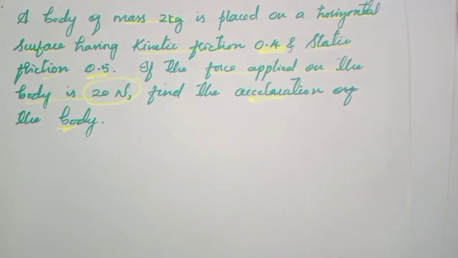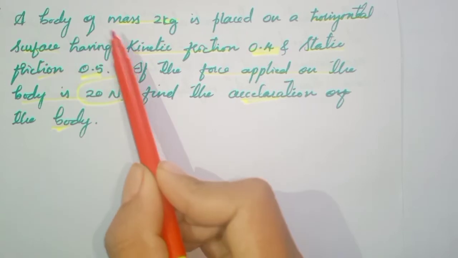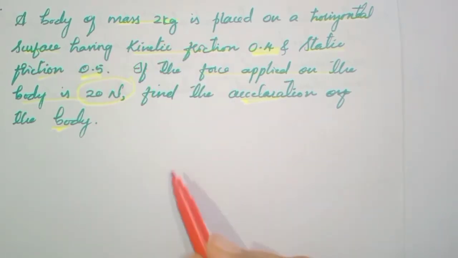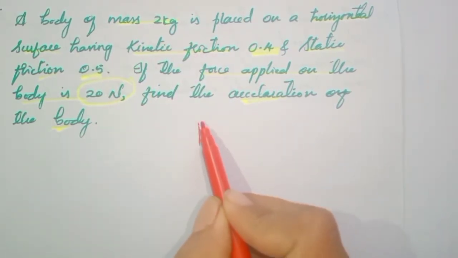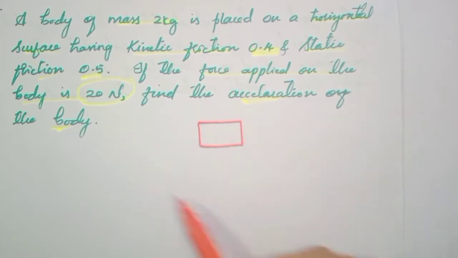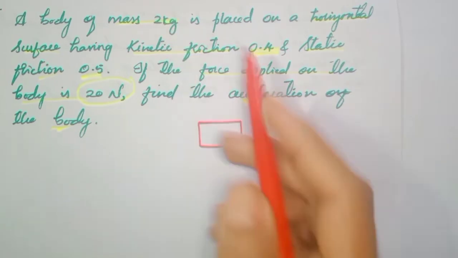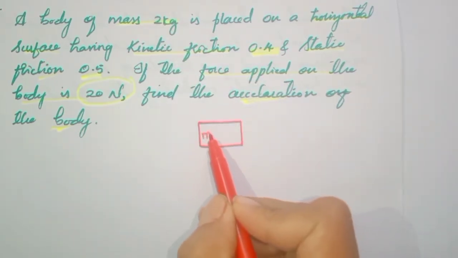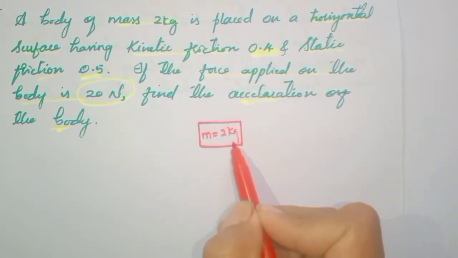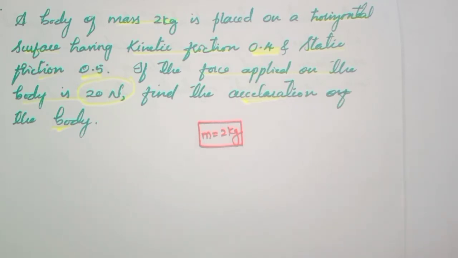As I told you in the last class, whenever you get a problem, you have to draw a rough diagram according to your understanding. Now I'll draw the diagram. Let's take a body of mass 2 kg. I'll consider any body, just a rough diagram, a box. So this is a body, and the mass it has is 2 kg. So let me write here m is equal to 2 kg. Write the data in the diagram itself, it will become easier for you.